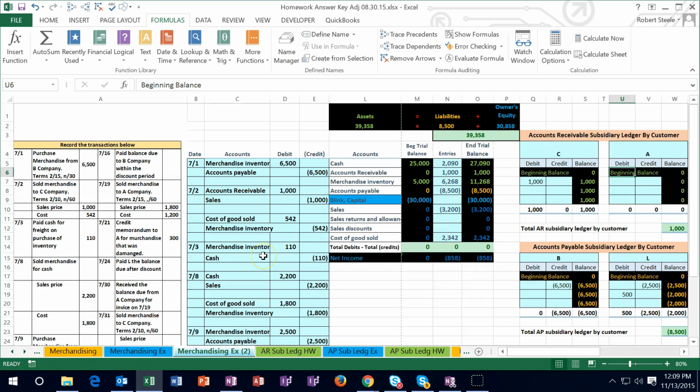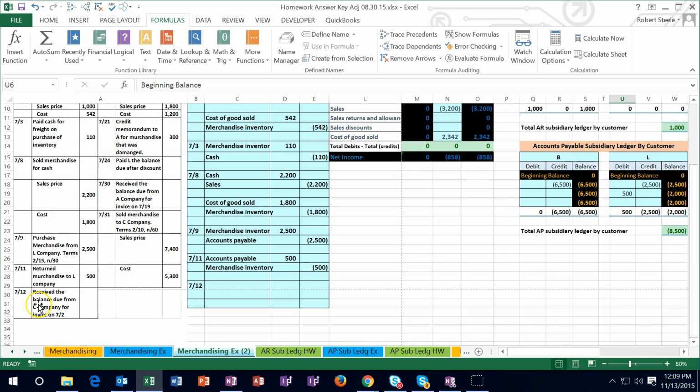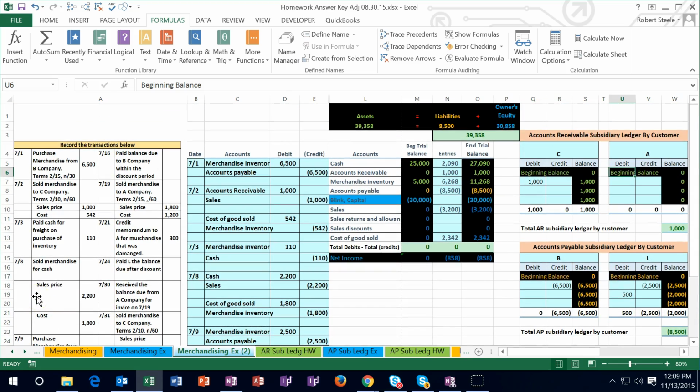Now, the question is, did they pay us within the discount period? And if we look over here, they're supposed to pay us within 10 days, and the sale happened on 7/2, and they paid us on 7/12. So they did just make it within the 10 days, so they're going to get a discount. So they're not actually going to pay us the $1,000. They're going to pay us $1,000 less the discount. So there's a couple different ways we can think about how to get the discount amount. So let's do that now.